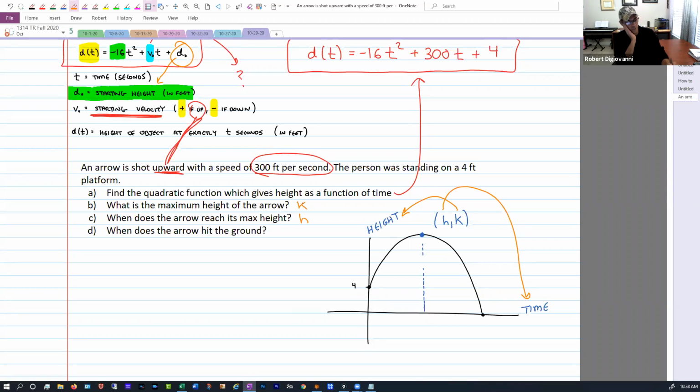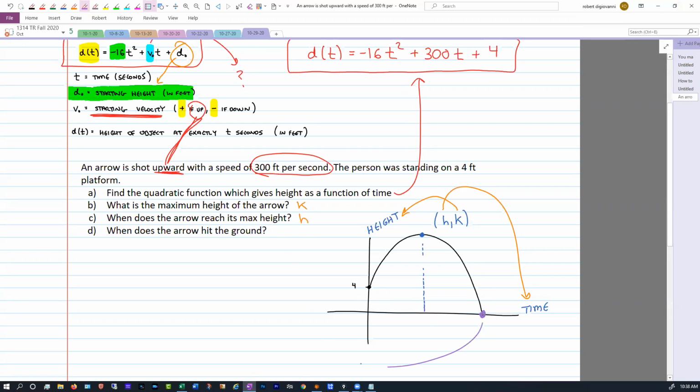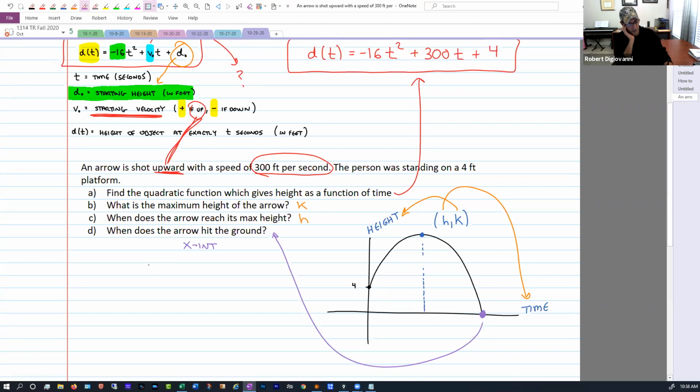Now, what about the last question? When does it hit the ground? That's the x-intercept, right? So we want to find the x-intercepts. So how do we find the x-intercepts? We set the function equal to 0. And for that, you're going to need to use your quadratic formula. I'm not going to do this problem. I think I've given you everything you need to do it. You should go through the exercise yourself of figuring out what h is, figuring out what k is.